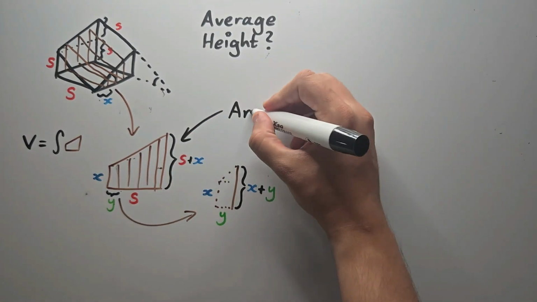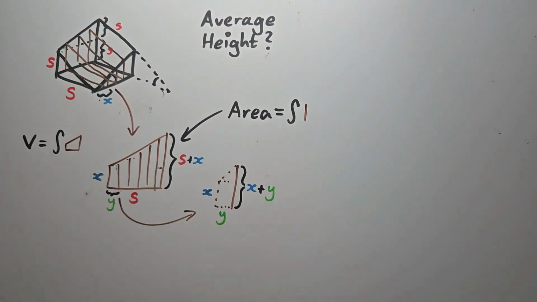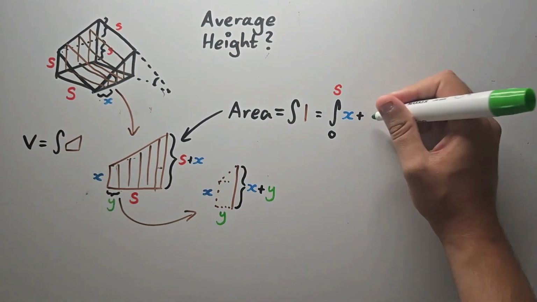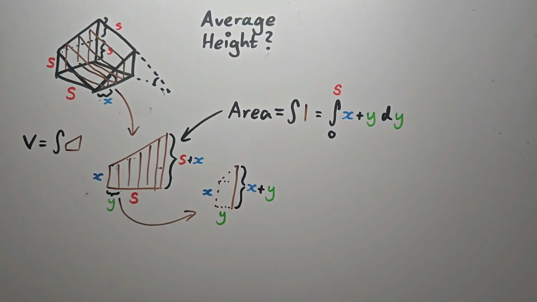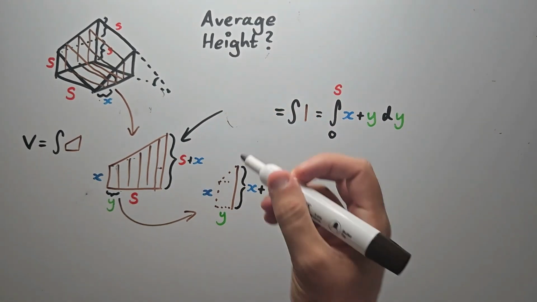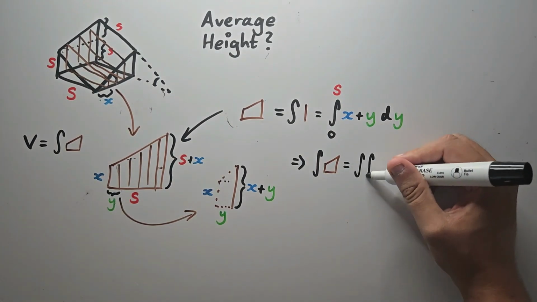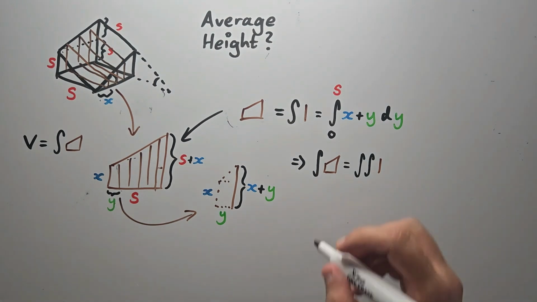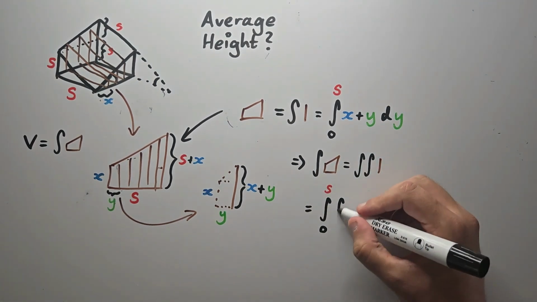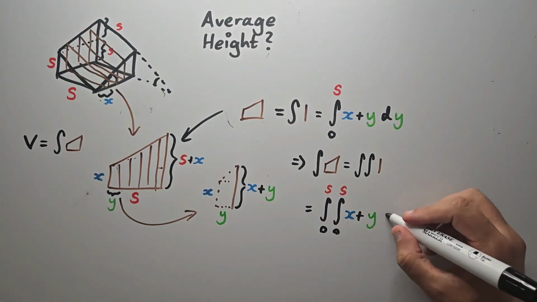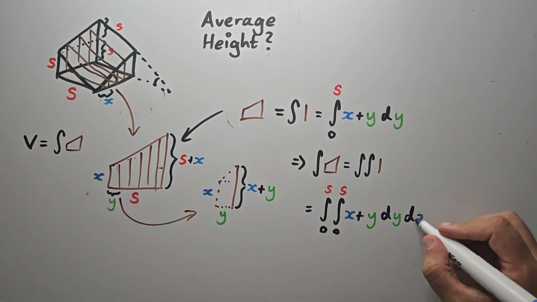Now we are able to use an integral to find the area of each slice, which is the integral as y goes from 0 to s of x plus y dy. And since this integral gives us the area of the slices, and taking an integral of the slices gives us the volume of our shape, we can find the volume by taking an integral of this integral, which gives us the integral as x goes from 0 to s of the integral as y goes from 0 to s of x plus y dy dx.